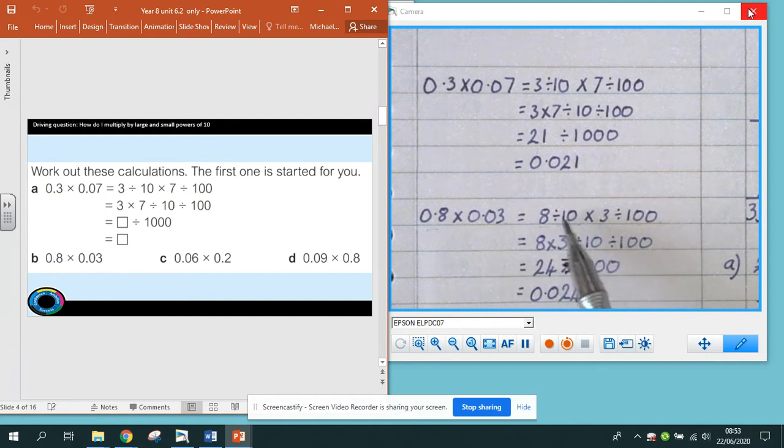I group together my multipliers, 8 times 3, and my divisors, divided by 10 divided by 100. 8 times 3 is 24. 10 times 100 is 1,000. So that gives me my answer of 0.024, because again, I've had to move the numbers in 24 3 places to the right.